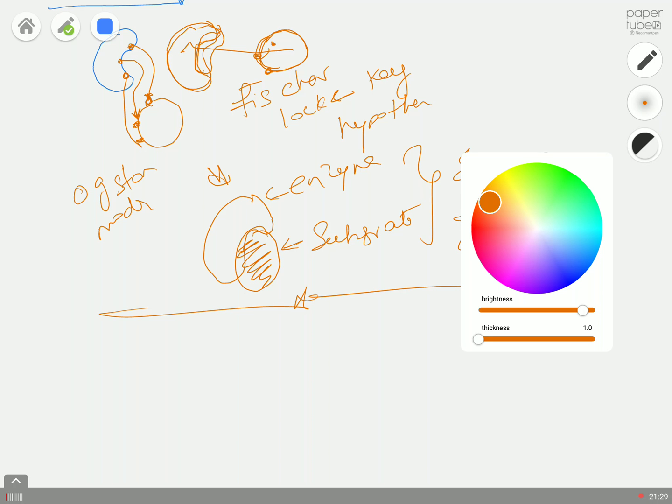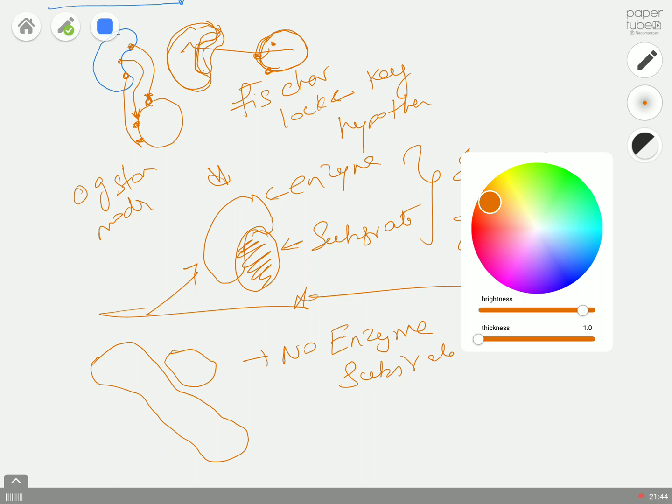So this is really important, and if you alter the temperature, then they will lose its structure and it won't form this enzyme substrate complex. So no enzyme substrate complex. And why do we care? Why do we care that it should form this particular complex, enzyme substrate complex?